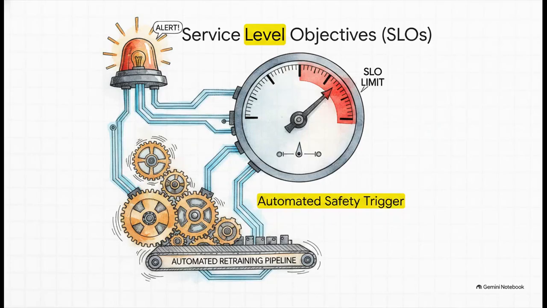The absolute key to surviving these production threats lies in defining strict service-level objectives, or SLOs. So, for example, you might dictate that a model's accuracy must not drop more than 5% from its original baseline. Or you might mandate that inference latency absolutely has to stay under 200 milliseconds. When these specific, hard thresholds are breached, your system should automatically trigger a high-priority alert, or even better, automatically kick off a retraining pipeline to fix itself.